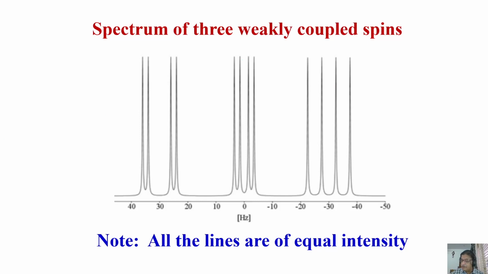Here 4 transitions are there for A, 4 for M, and 4 for X. The labeling of A, M, and X is my convention. The way I want, I can call this A, I can call this M, I can call this X, or whatever. That is the way I define; the labeling is my choice.